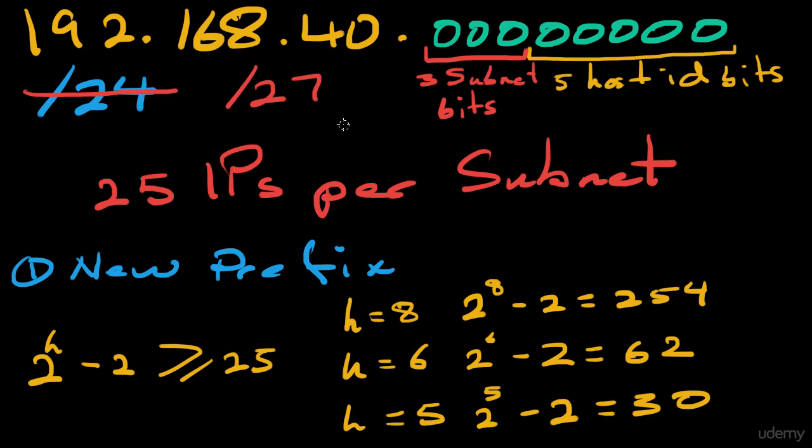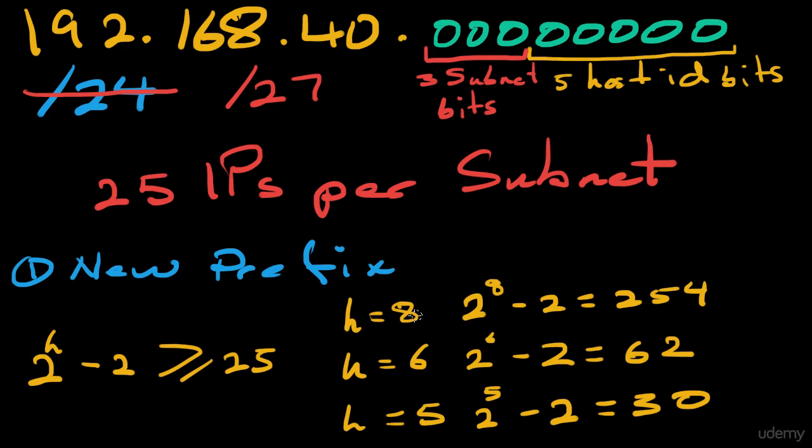So let me just quickly recap what I did. The first thing we have to do here is figure out our new prefix. We need to figure out how many bits to take from host ID and make part of network ID. I'm doing that by calculating how many bits I need to leave for host ID to get 25 IP addresses per subnet. The formula for the number of IPs is 2 to the power of h minus 2. We want that to be greater than or equal to 25. Instead of doing algebra, I'll just do trial and error.